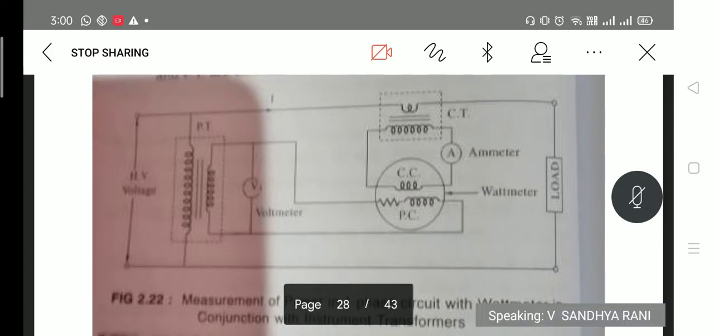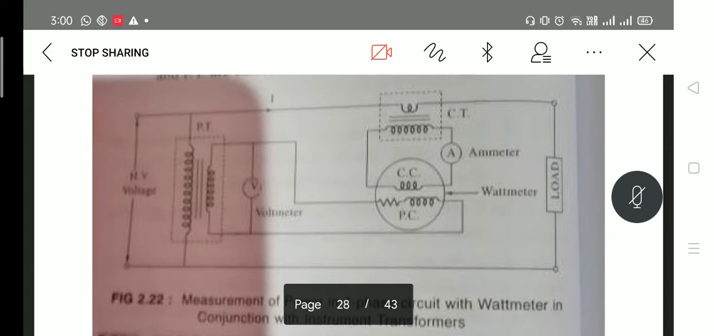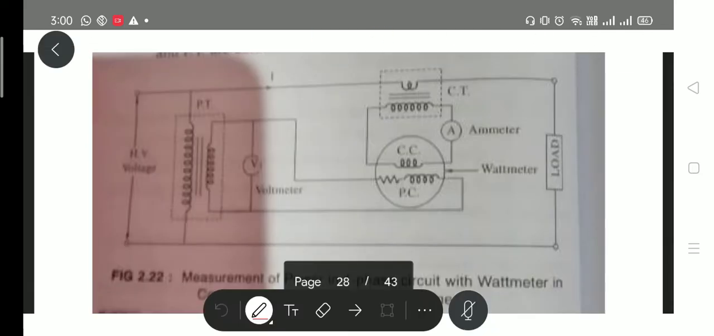Okay, single phase AC circuit. In this, how do we measure the power with a single phase wattmeter? You can see the circuit diagram here. This is the current transformer. This is the potential transformer.